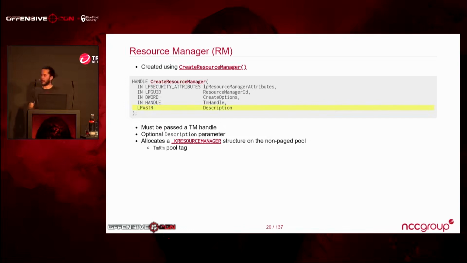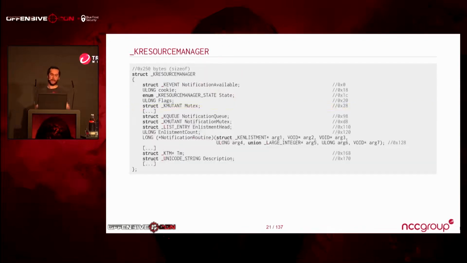When you create a resource manager to handle the resource, you can pass a description, which is basically a name associated with this resource manager, or you can pass null to avoid creating a name. The resource manager has a few fields that are interesting for us. You can see the description at the bottom, the transaction manager pointer that points to the transaction manager object, and at the top the state or the flags of the actual resource manager.